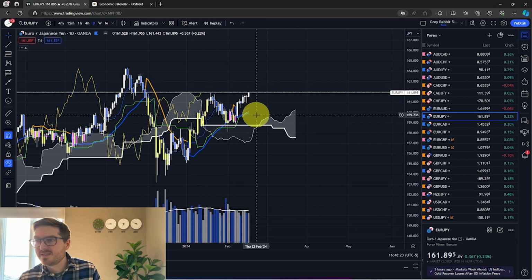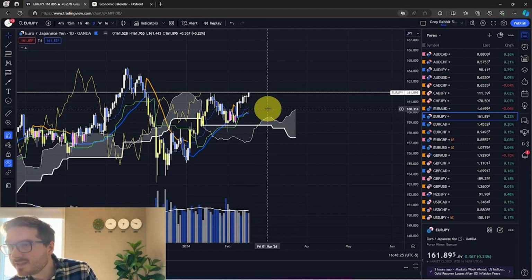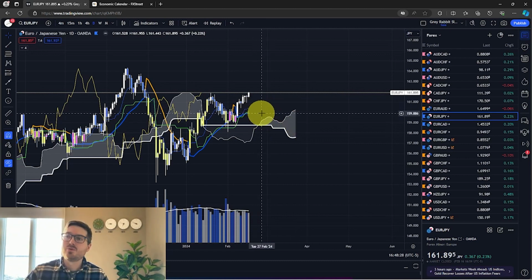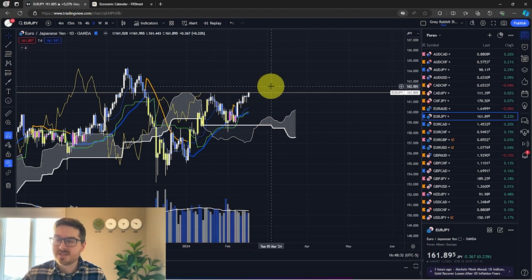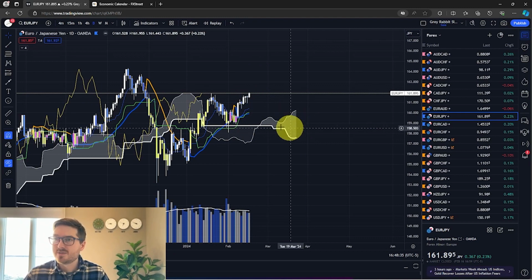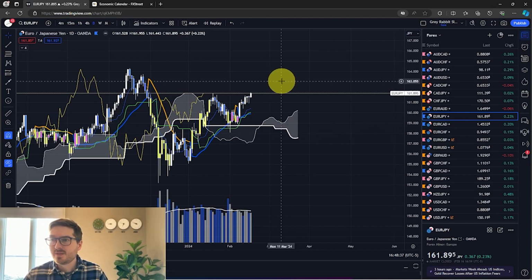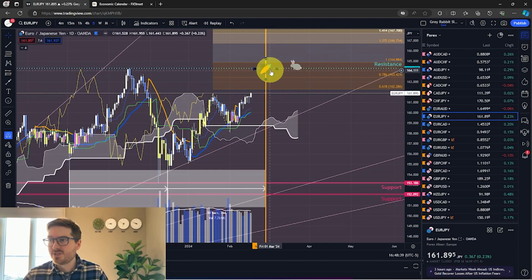We got the Tenkan-sen and the Kijun-sen. We got Tenkan-sen pointing up and Kijun-sen almost pointing up. So once we break a little bit higher, we're going to get all these lines pointing up. So this is going to show us that it's bullish on the daily. Now, I'm expecting price to reach back up at least to this resistance level here. So from the current price up to there is about 241 pips. So we have a lot of nice room to run on this. So I have this marked blue.